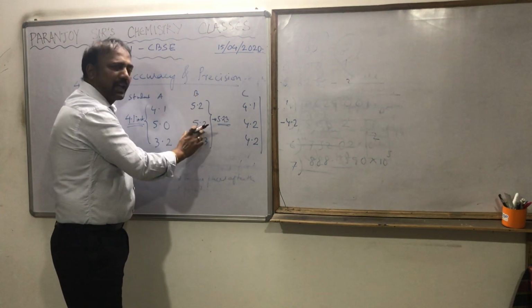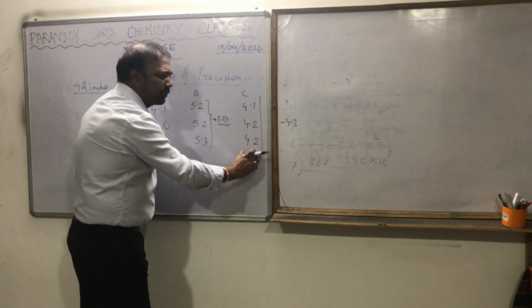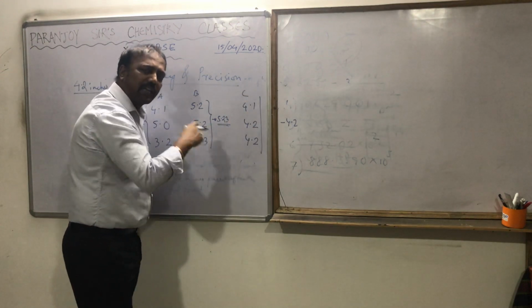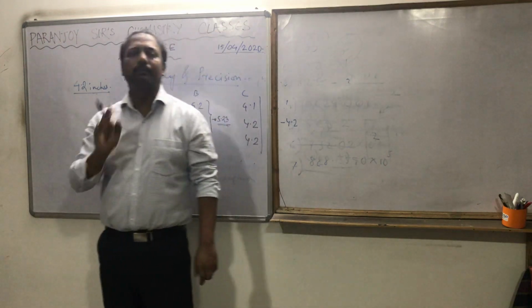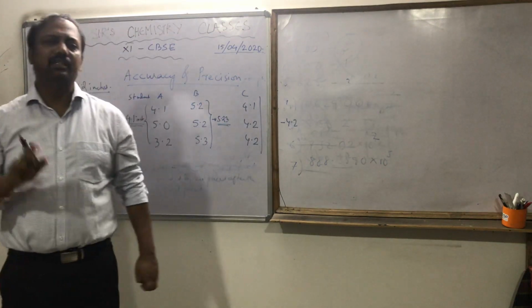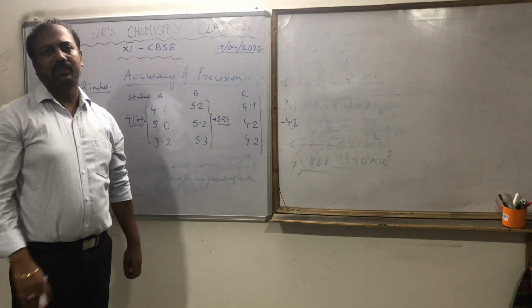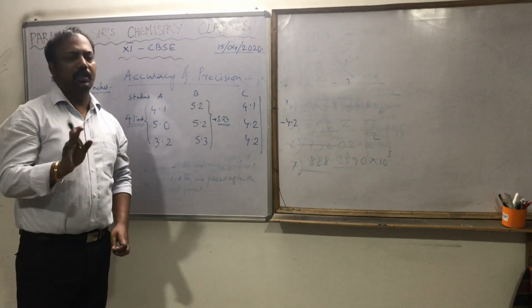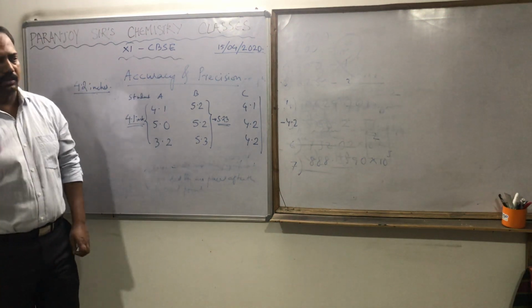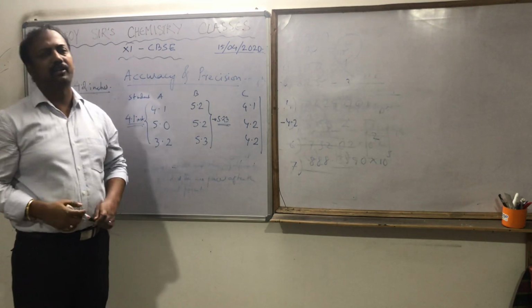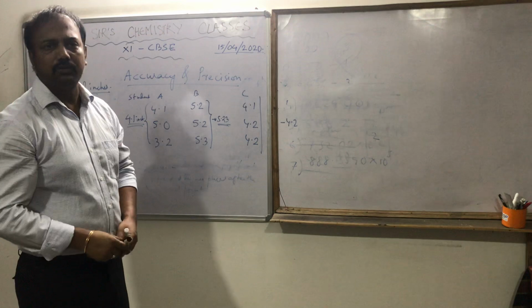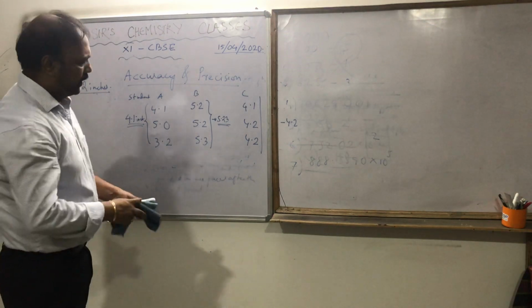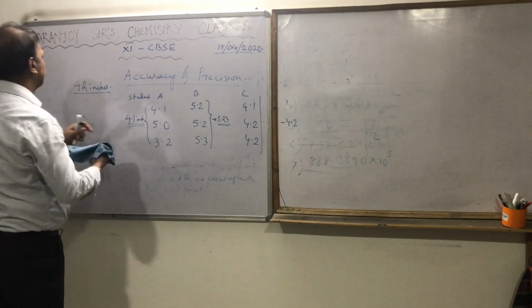He might not be accurate. But in this particular case, he is accurate also, precise also. That is the perfect condition, the accurate and precise. Is it clear? So the thin line of differentiation between accuracy and precision is very clear to you. Okay, fine. So we'll move to the next one.